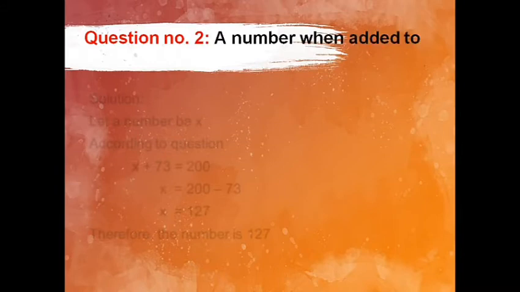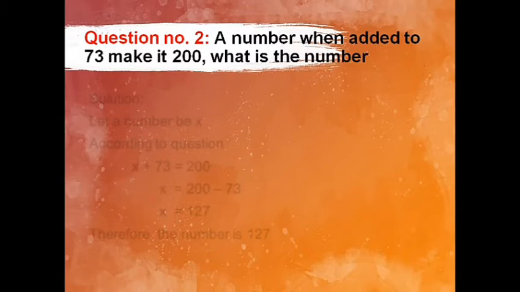A number when added to 73 makes it 200. What is the number? So it is given a number when added to 73. That number we will consider as x. Therefore the equation will be x added to 73 is equal to 200. Then we have to find the number. So first we will make the equation.